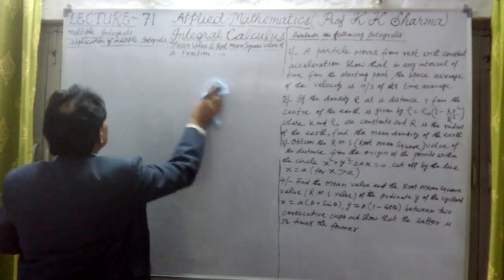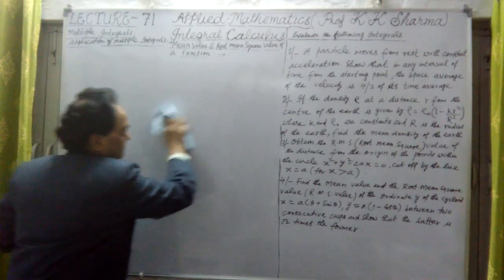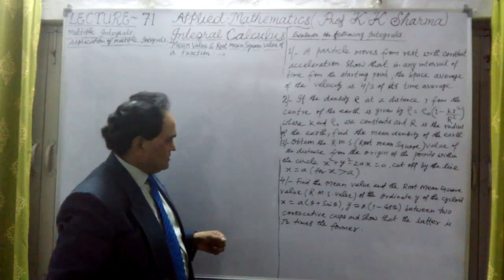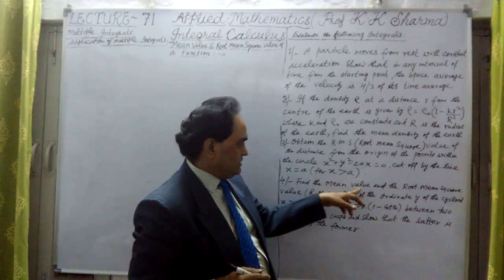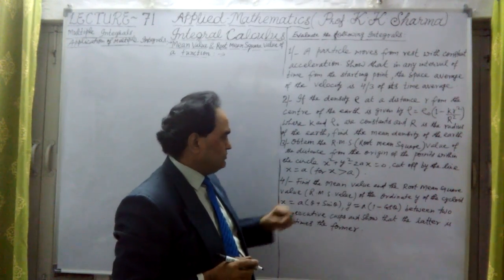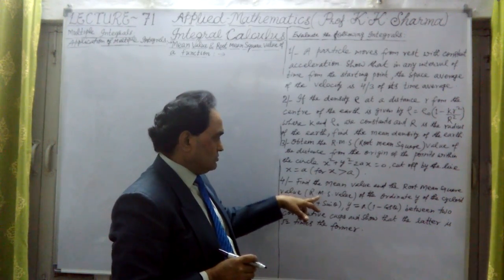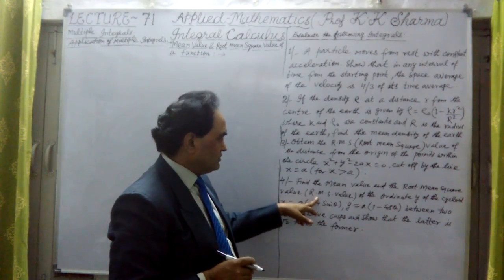Okay, now question number 4. What does it say? It says find the mean value and the root mean square value. Both we have to calculate here: the mean value and the root mean square value.